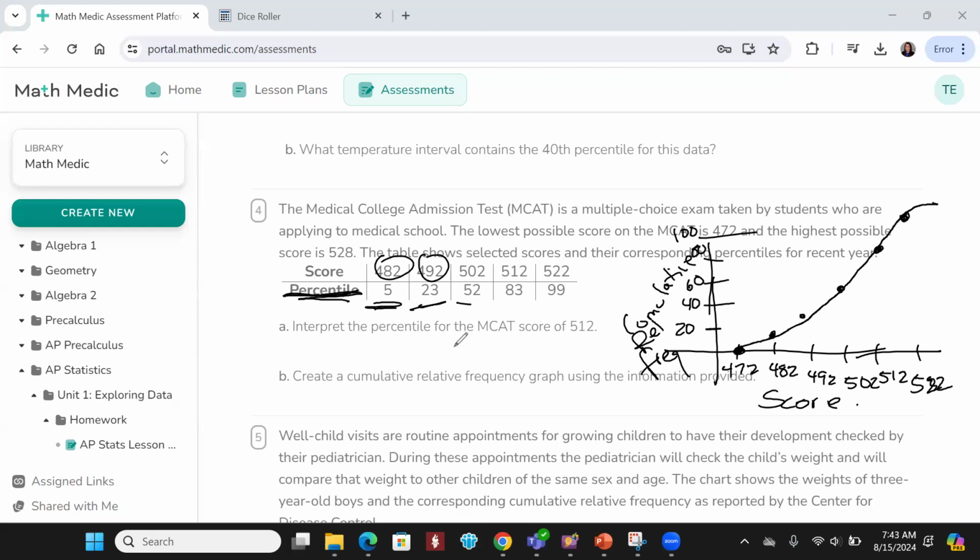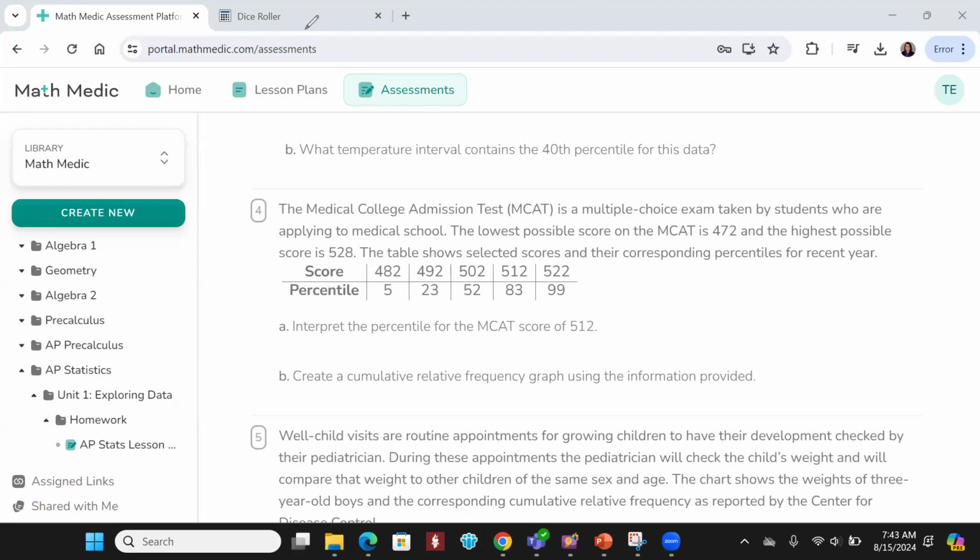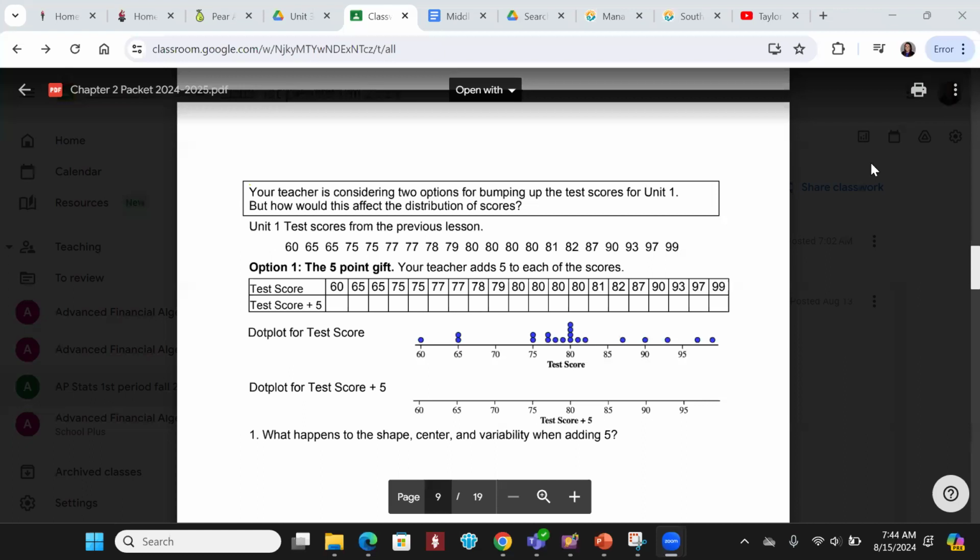So can you curve the test scores? All right. So your teacher is considering 2 options for bumping up the test scores for Unit 1, but how would this affect the distribution of scores? So Unit 1 test scores from the previous lesson, there they are. The 5-point gift. Your teacher adds 5 to each of the test scores. Okay, so what I want you to do is take each one of those numbers and you're just going to add 5 and fill in those blanks.